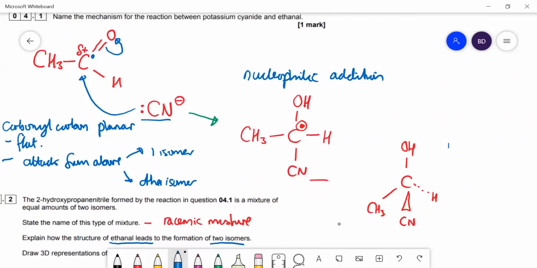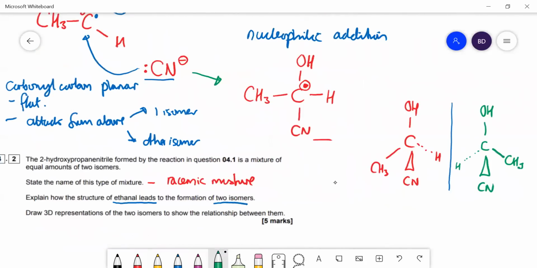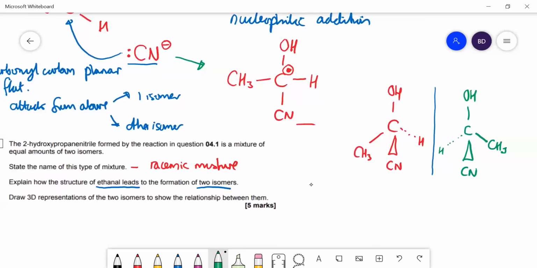I'm going to draw my imaginary mirror line there, and the other one is a non-superimposable mirror image. So this time we want the hydrogen going in there, we want the cyanide coming out, we want the methyl there, and the OH there. That's our 3D representations of the two isomers. And it might be worthwhile stating that they are non-superimposable mirror images, because it says the relationship between them: non-superimposable mirror images.